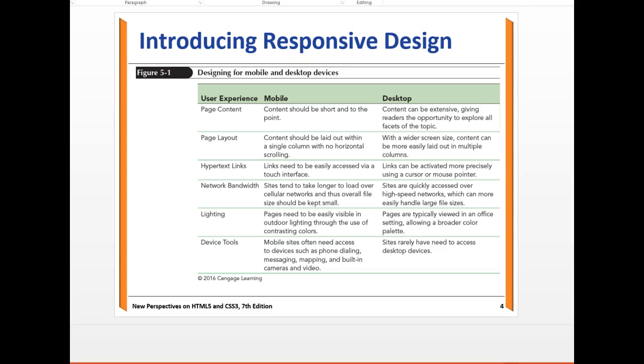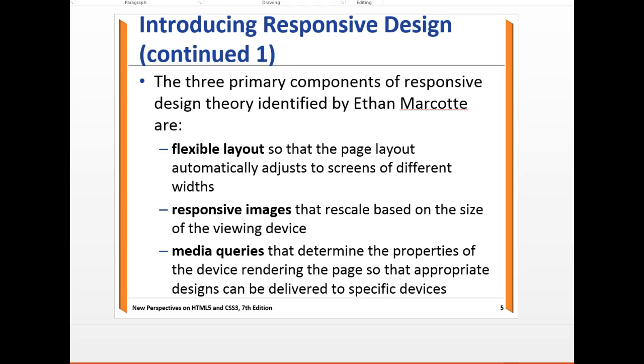So in terms of device tools, mobile sites often need access to devices such as phone dialing, messaging, mapping, and built-in cameras and videos, versus desktop sites, which rarely need access to desktop devices. So these are some of the differences that you need to take into consideration when you are designing for mobile versus desktop devices. So we are going to talk about responsive design now in more detail.